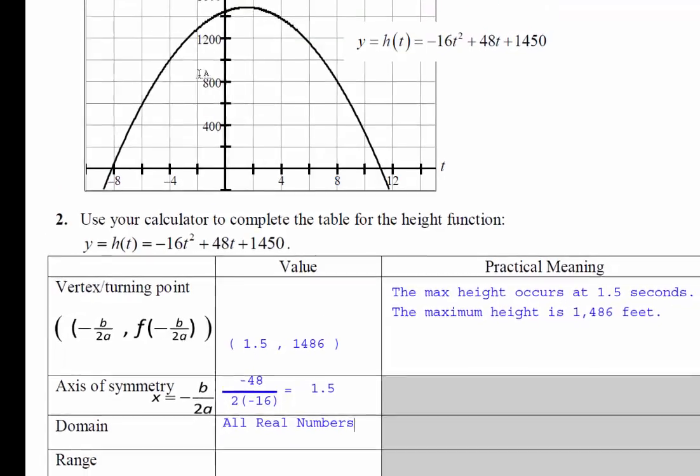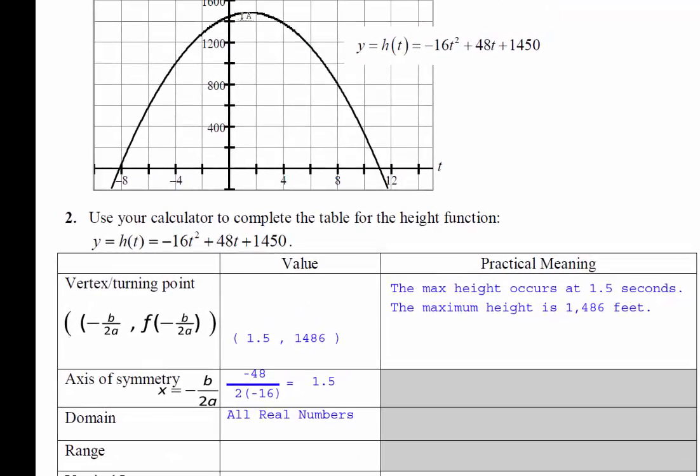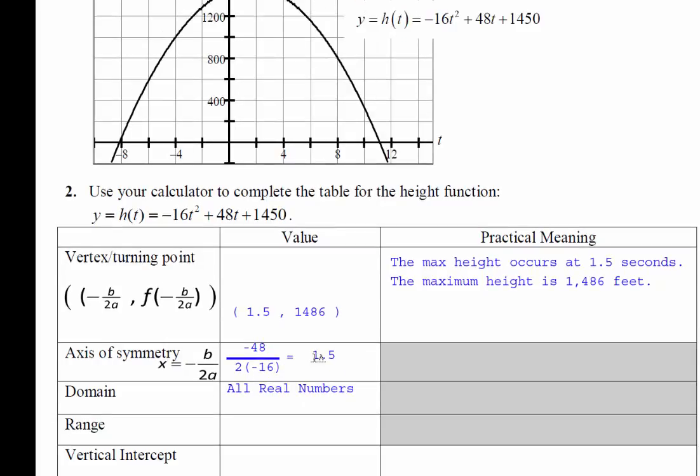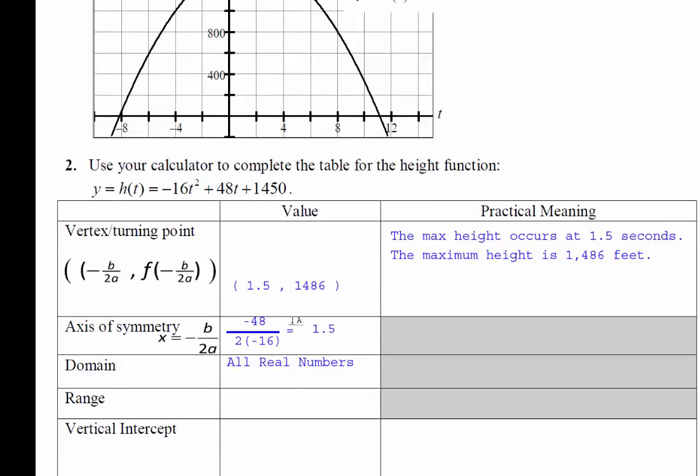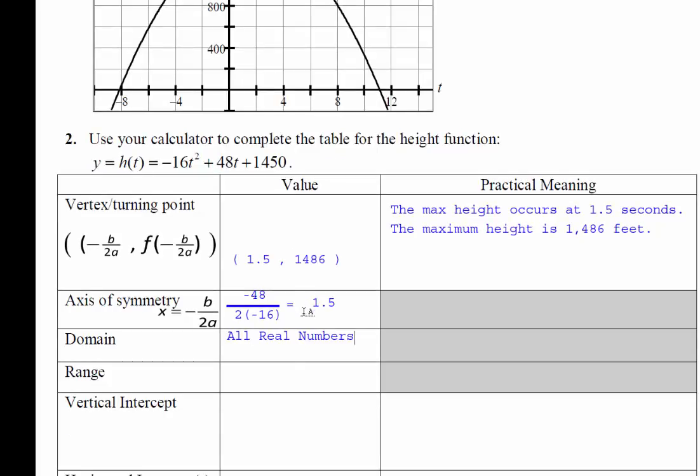But for the range, we have to be careful. If I look at this parabola, the highest value on this line, if I were to trace this line, the greatest value would be this 1,486. That's the maximum output value we can have. So the range would be any number lower than that maximum output, which was 1,486. If I use the letter y, y has to be some number that's equal to or less than 1,486.